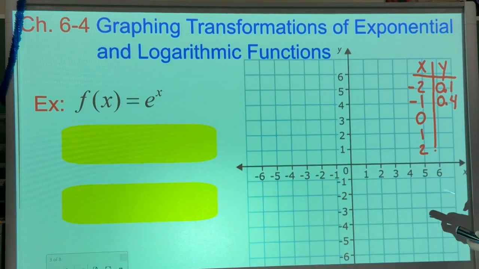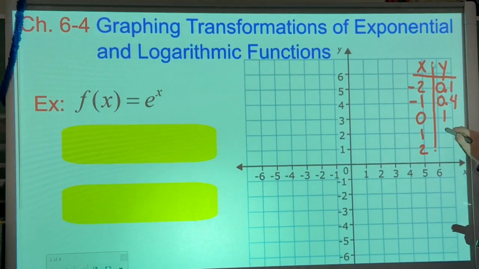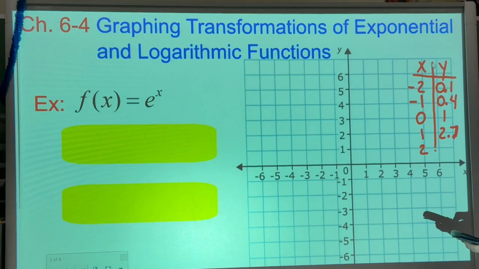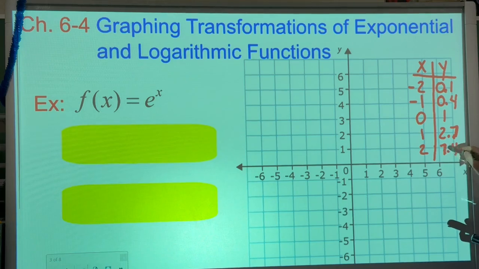E to the 0, well, anything that's 0 power is 1. E to the first would be 2.7, 1828. We'll call that 2.7. And e to the second power, well, 7.38. We'll call that about 7.4. Just doesn't want to write over there.